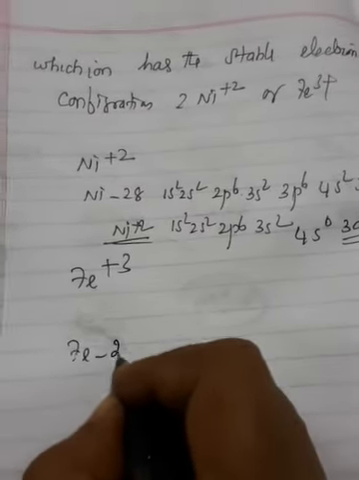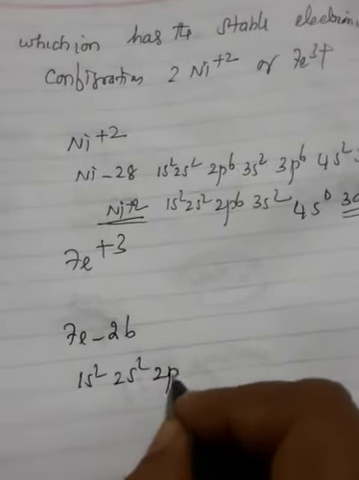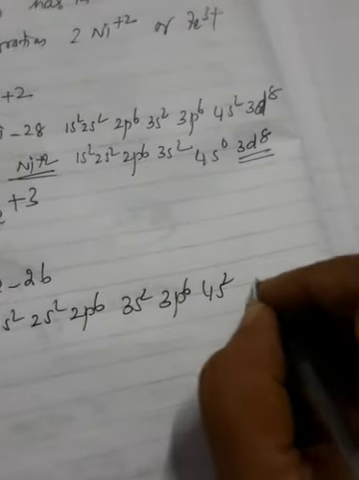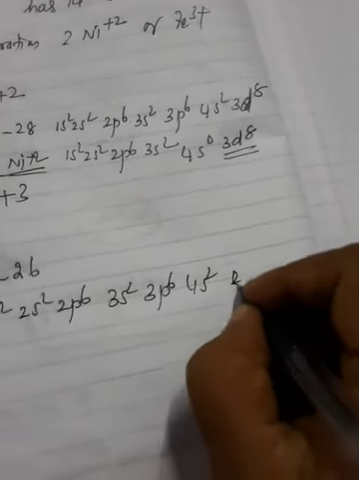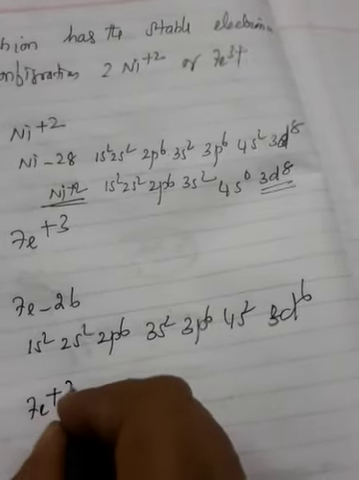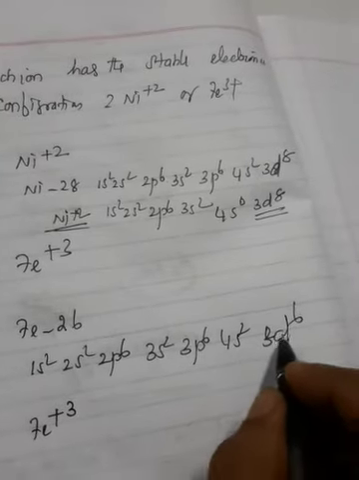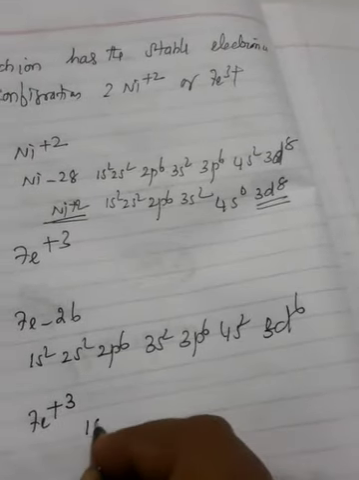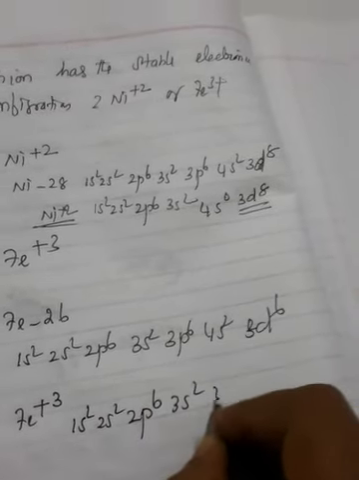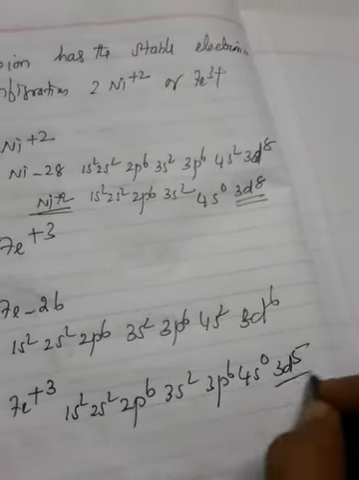Okay, now we can see for iron, Fe3 plus. Fe has atomic number 26. Configuration: 1s2, 2s2, 2p6, 3s2, 3p6, 4s2, 3d6. This is for iron. Now Fe plus 3: 3 electrons have been lost, 2 from 4s and 1 from 3d. So 1s2, 2s2, 2p6, 3s2, 3p6, 4s0, 3d5.